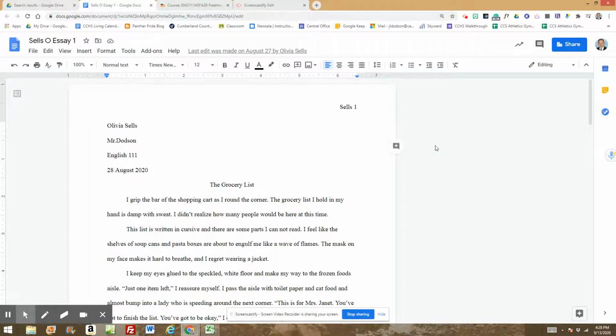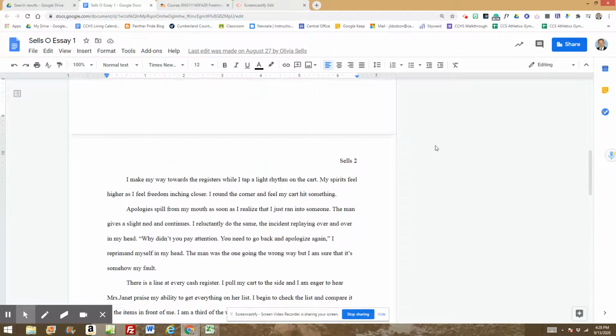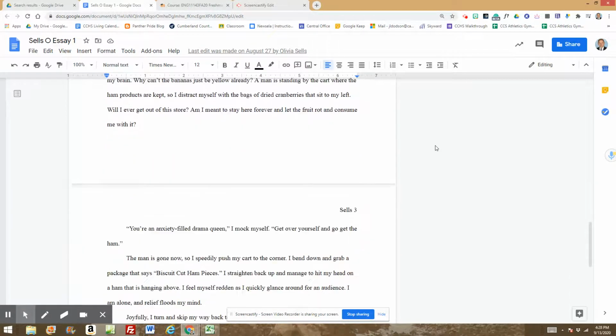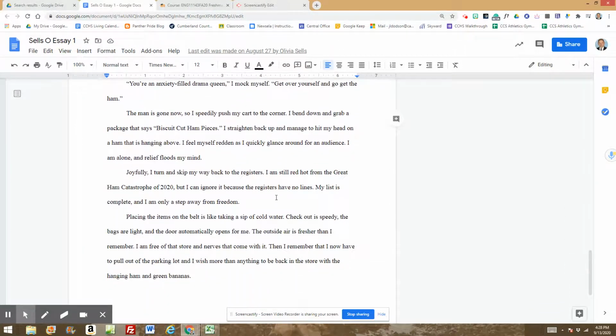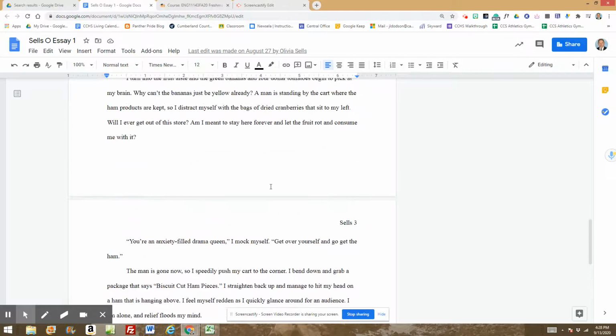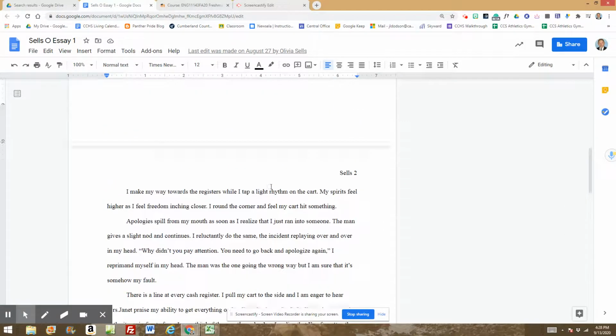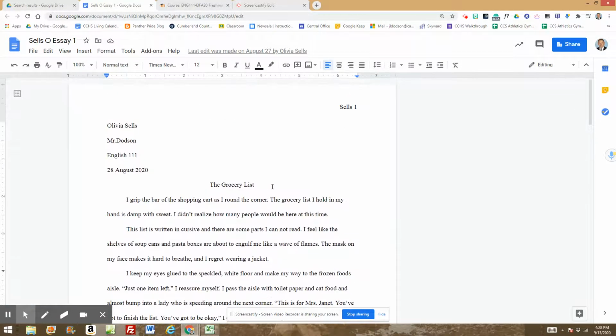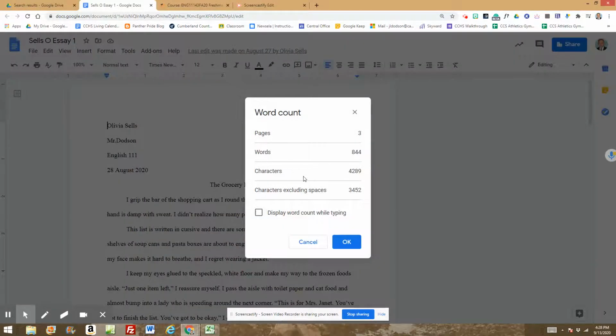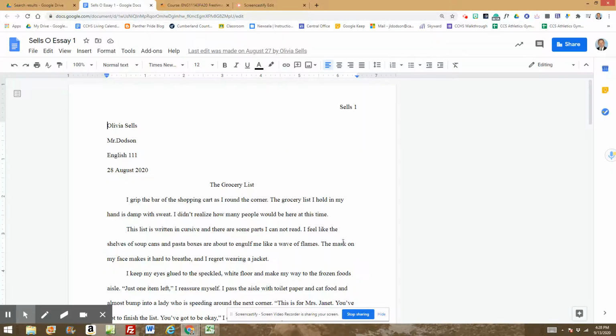Once you have your final draft completed, it should look something like this. Notice in this essay, there's a variety of paragraph lengths. There's also some dialogue in it since it is a narrative. If I do a word count, then I'm going to see that this is well over the 700 word count that we expect for each essay in English 111.